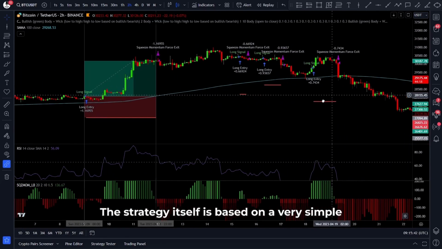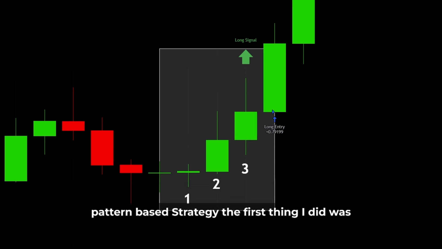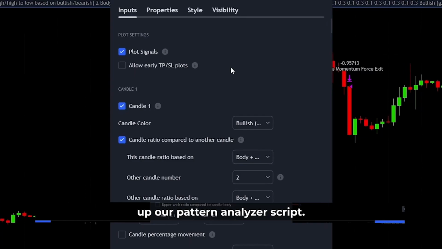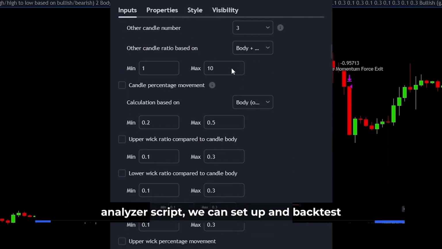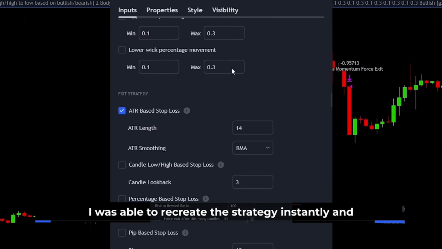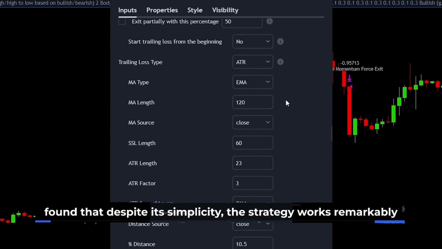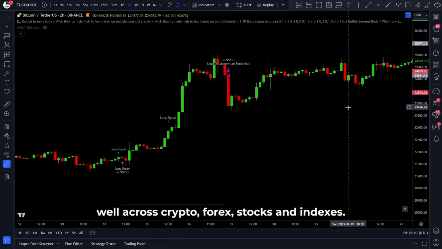The strategy itself is based on a very simple 3-candle pattern. Just like with any other candlestick pattern based strategy, the first thing I did was to open up a TradingView chart and set up our pattern analyzer script. If you don't already know, with the pattern analyzer script, we can set up and backtest nearly every candlestick pattern based strategy. I was able to recreate the strategy instantly and found that despite its simplicity, the strategy works remarkably well across crypto, forex, stocks and indexes.